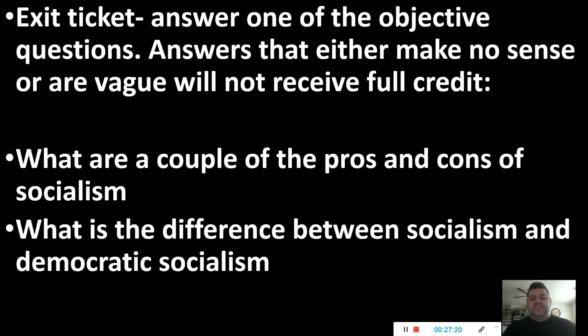The second one is, what is the difference between socialism and democratic socialism? So you're going to put them against each other again and look at them. If you've been taking notes, you're good to go. Okay, so with that being said, that's the end of this lesson. Hopefully you learned something new.